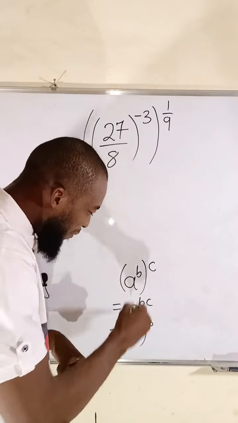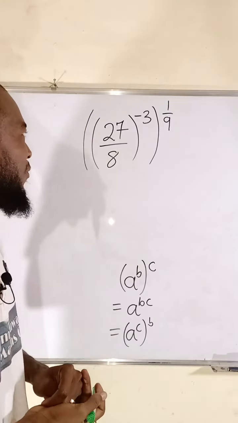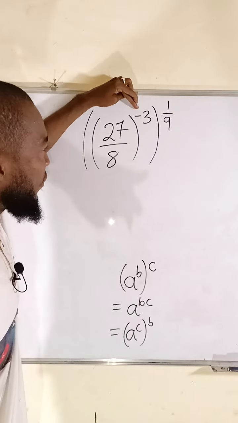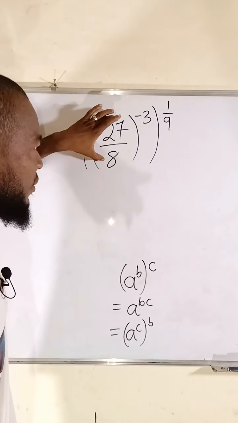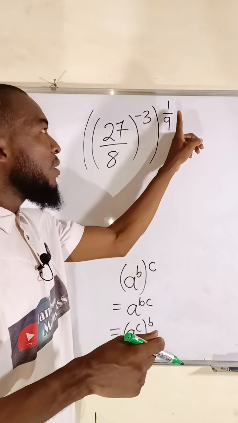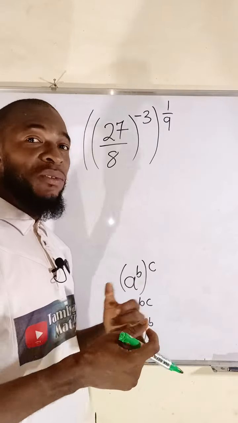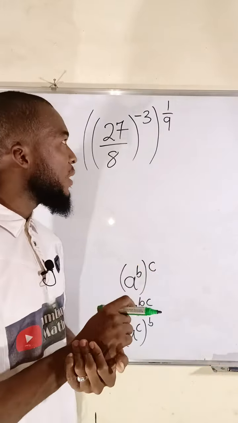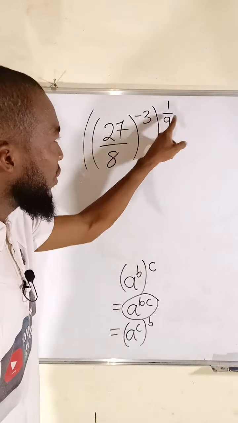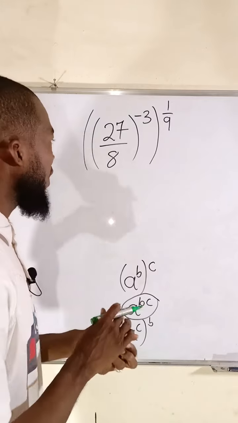But which one of these three is simpler? That's what we need to find out. We may decide to distribute this power of -3 in here, but these numbers are going to become large. And taking the 9th root of that larger number, I don't think it is that simple. Sometimes you even have to use your calculator. But why can't we apply the second one by multiplying the two indices together? Yes, I think it is the simplest way of doing it.